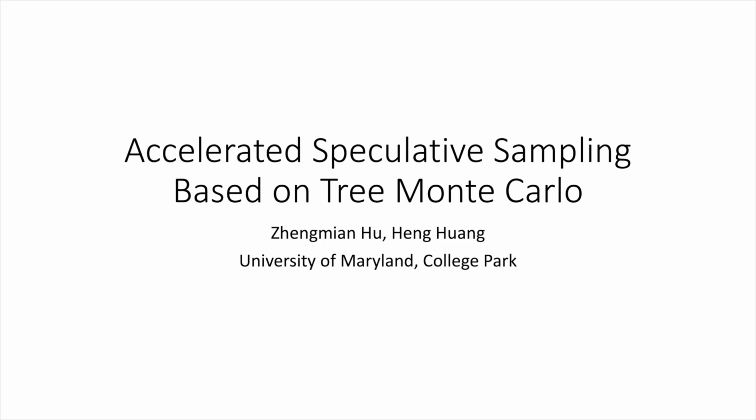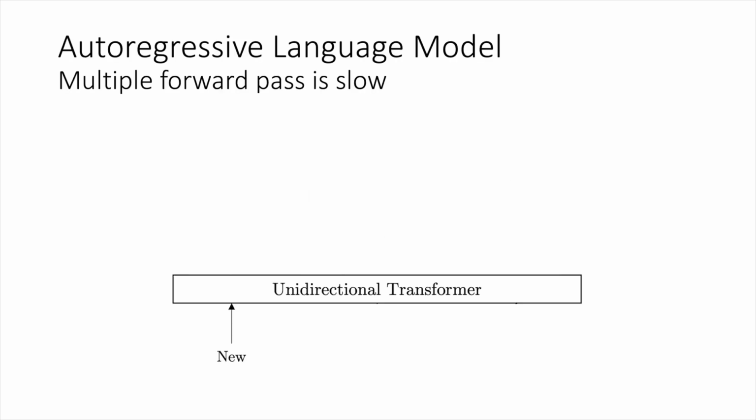Hello everyone. This video is for introducing the paper Accelerated Speculative Sampling based on Tree Monte Carlo, which is published on ICML 2024. We first briefly introduce the motivation behind conventional speculative sampling.